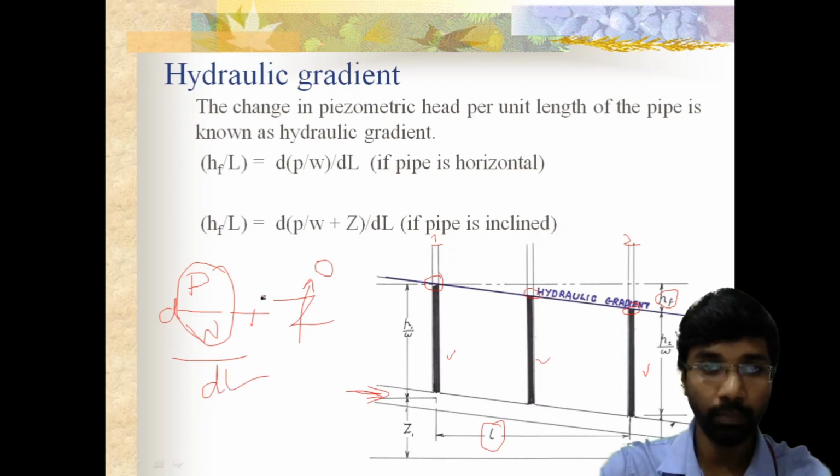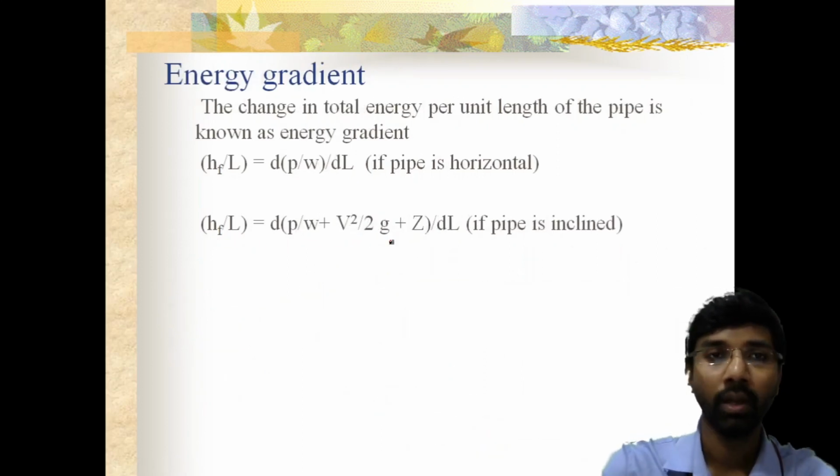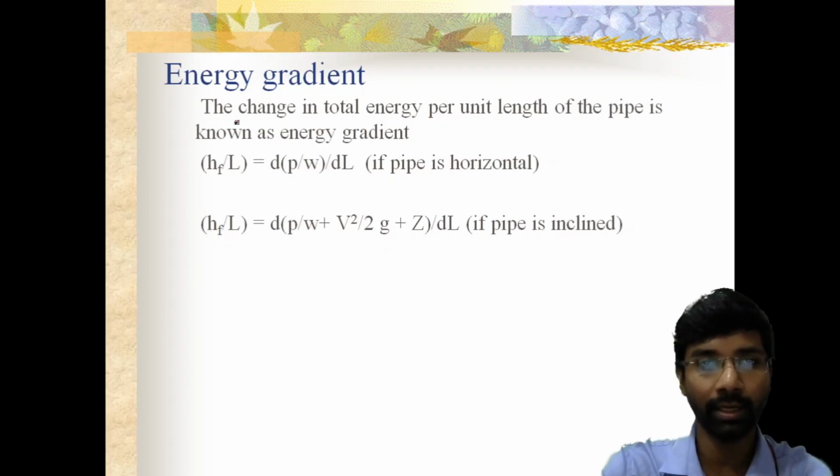If the pipe is inclined, you must also consider Z, because Z is varying from one point to another. If the pipe is horizontal, Z is constant. If the pipe is inclined, Z is varying. So in that case, HF by L is equal to d of (P by W plus Z) divided by dl. Now coming to the energy gradient line, it is also the same.